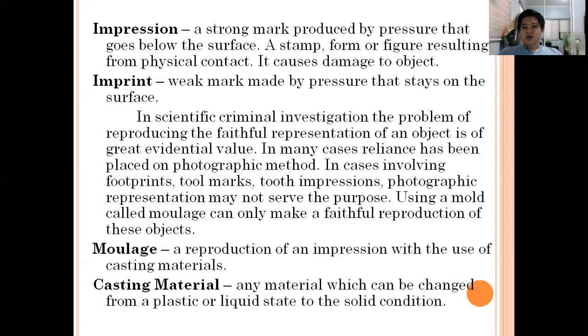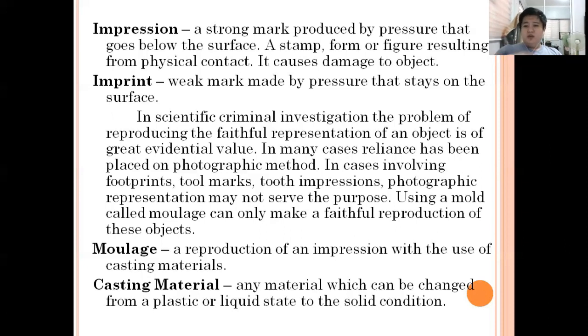Next, we have moulage. Moulage is the reproduction of an impression with the use of casting material. The common casting material that we use is plaster of Paris. Plaster of Paris is the same powder that doctors or dentists use in order to fix fractured bones. A casting material is any material which can change from a plastic or liquid state to a solid condition. That is the characteristic of a casting material.